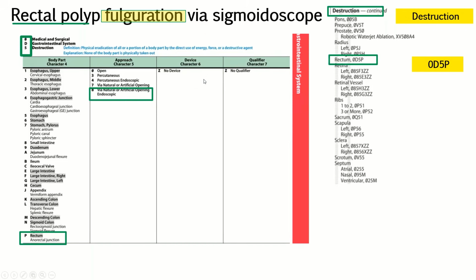And our device shall be Z because that's the only option we have. And so is our 7th character qualifier. So coders, the final answer, 0D5P8ZZ. All right, coders, how do you feel?